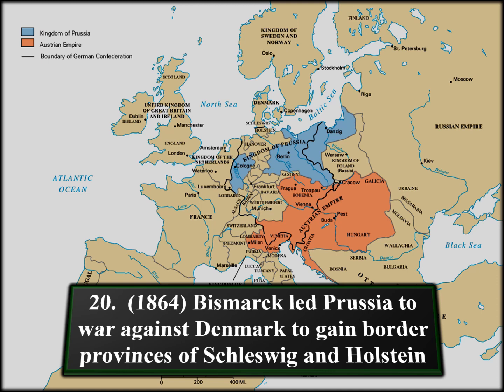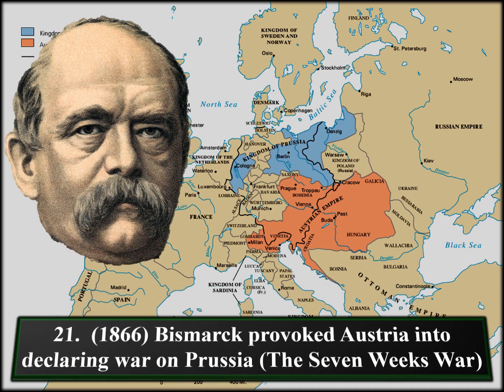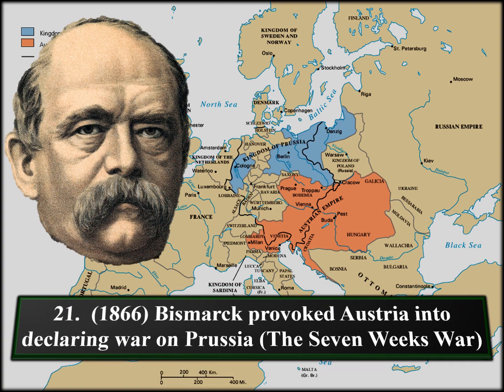And ultimately, whoever is his ally in one war will be who he attacks in the next, as we will see. In 1866, Bismarck provoked Austria into declaring war on Prussia in what's sometimes known as the Austro-Prussian War or the 7 Weeks' War. How did he do this? Again, using manipulation and outmaneuvering them.